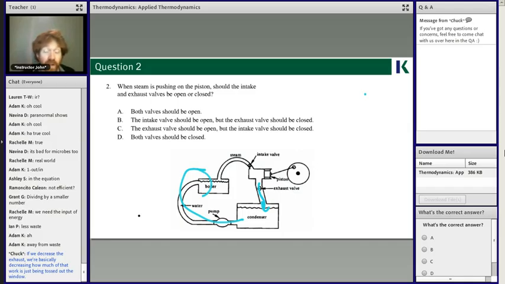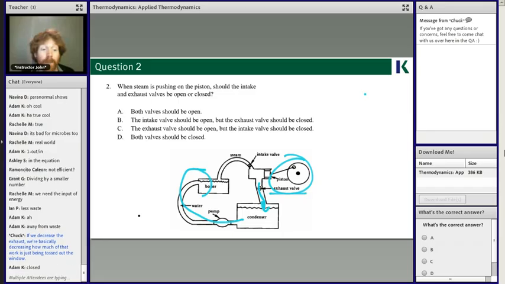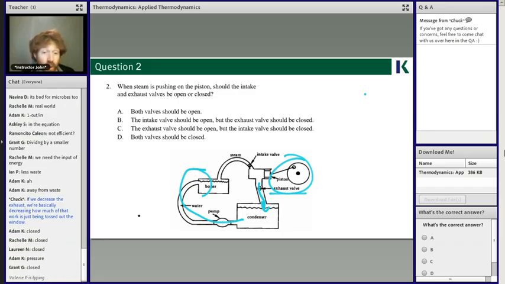So if you want to make sure you get the maximum amount of work on this piston, do you want the exhaust valve open or closed? First of all, it better be closed, right? Because if that exhaust valve's open, all your steam is going to leave, and it's not going to do work. So you can get rid of A because that says both would be open. Exhaust valve should be closed. Get rid of D. So it's either B or C.